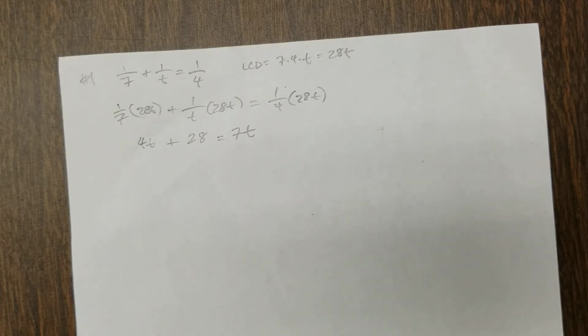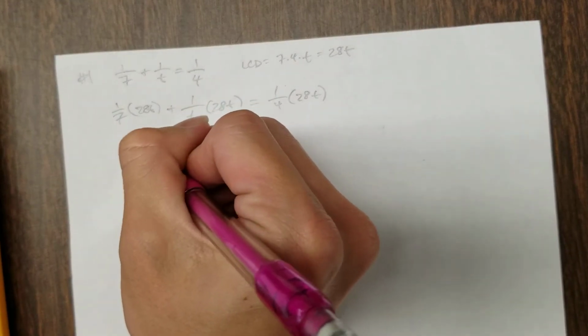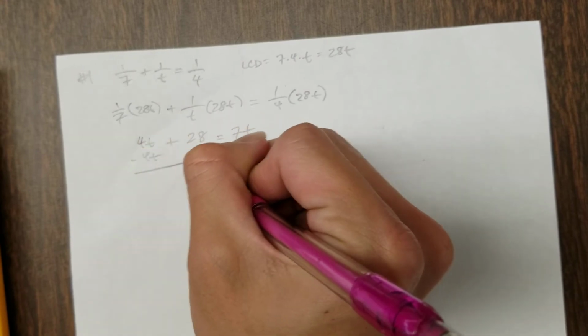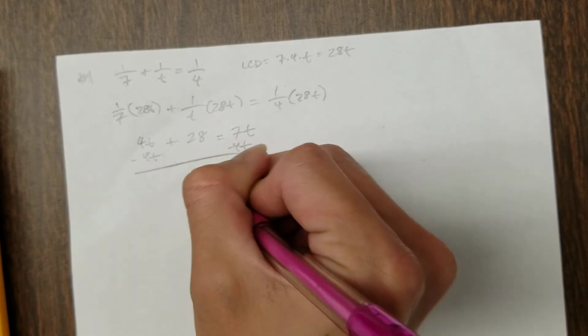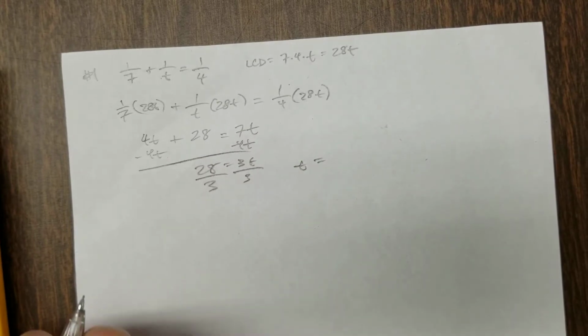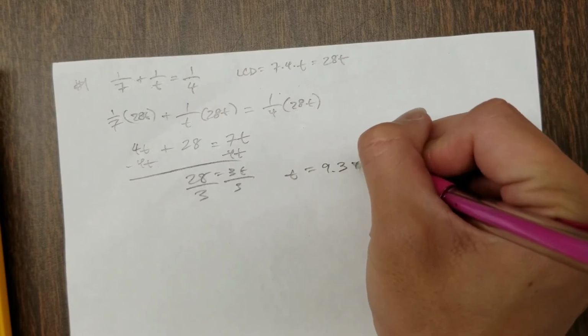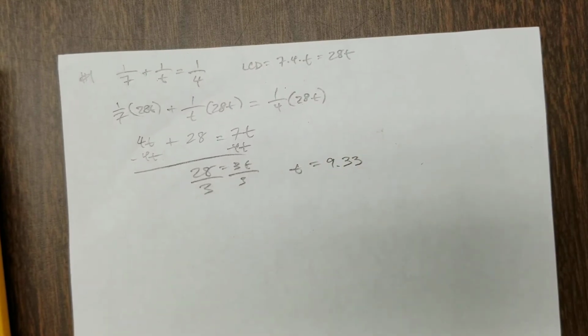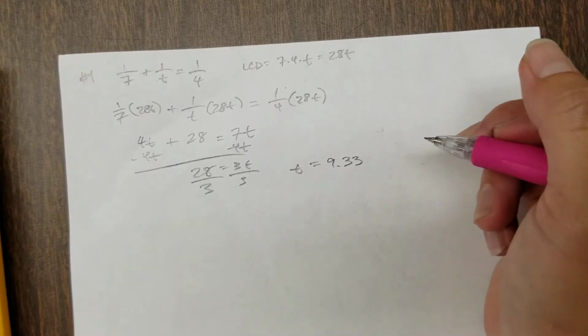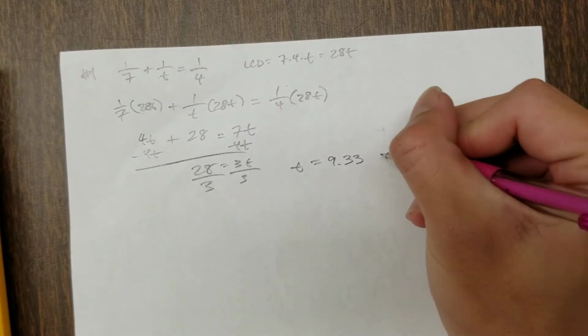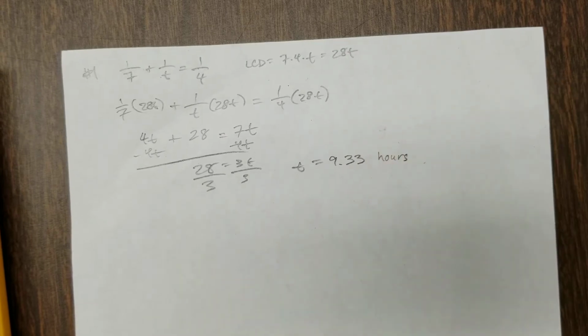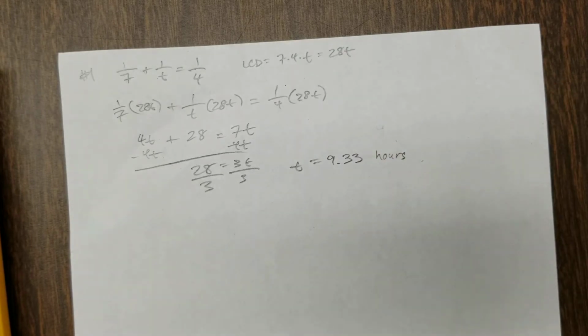Alright, so what we need to do is solve for the time. Subtract 4t on both sides. Get 28 equals 3t. Divide by 3. My time is going to be 28 divided by 3. If I round to the nearest hundredth, this is going to be 9.33. So what this means is it's going to take 9.33 hours for Lara to clean the tank. So that is that problem.